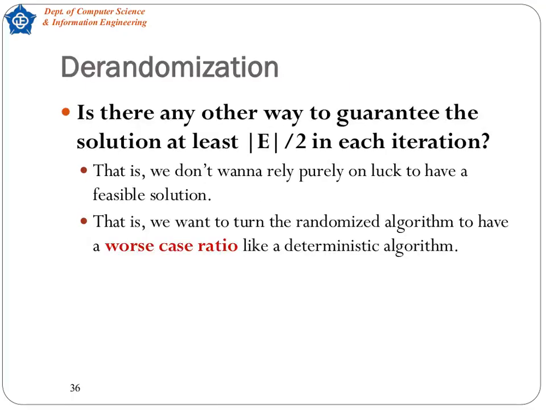And this is where de-randomization comes into play. So the core question we're really addressing here is, can we guarantee a solution of at least (2) in every iteration without simply relying on probability? This line of inquiry leads us to two critical points. First, we want to completely avoid relying purely on luck to achieve a feasible solution. And second, the fundamental goal of de-randomization is to transform a randomized algorithm into one that essentially behaves like a deterministic algorithm. This is particularly important for its performance guarantees, like achieving a specific worst-case ratio.